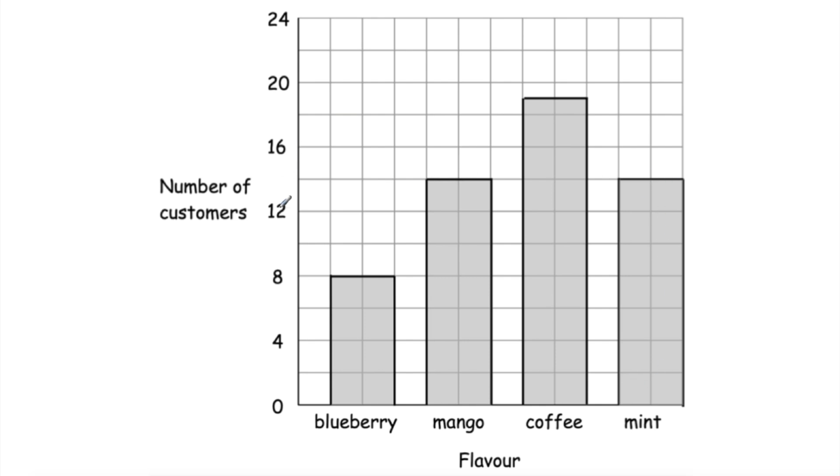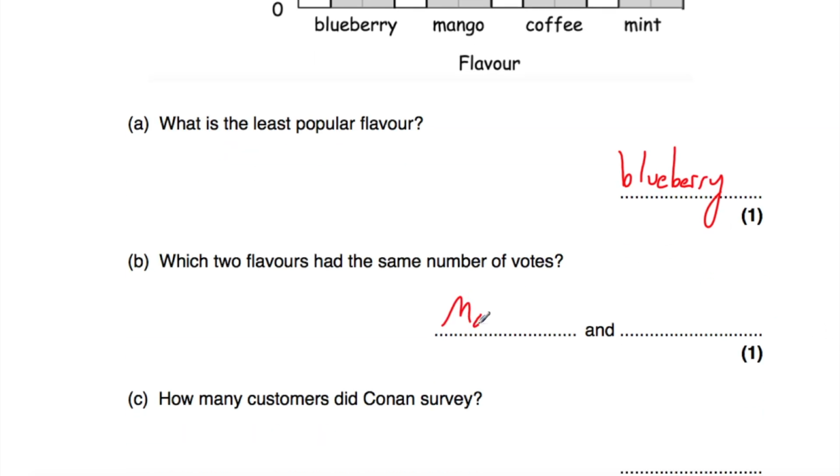In total, if we have a look here, we've got 12, 16. So that's 14 in the middle. 14 people voted for mango and 14 people voted for mint. So that's mango and mint. Let's write that down, mango and mint.